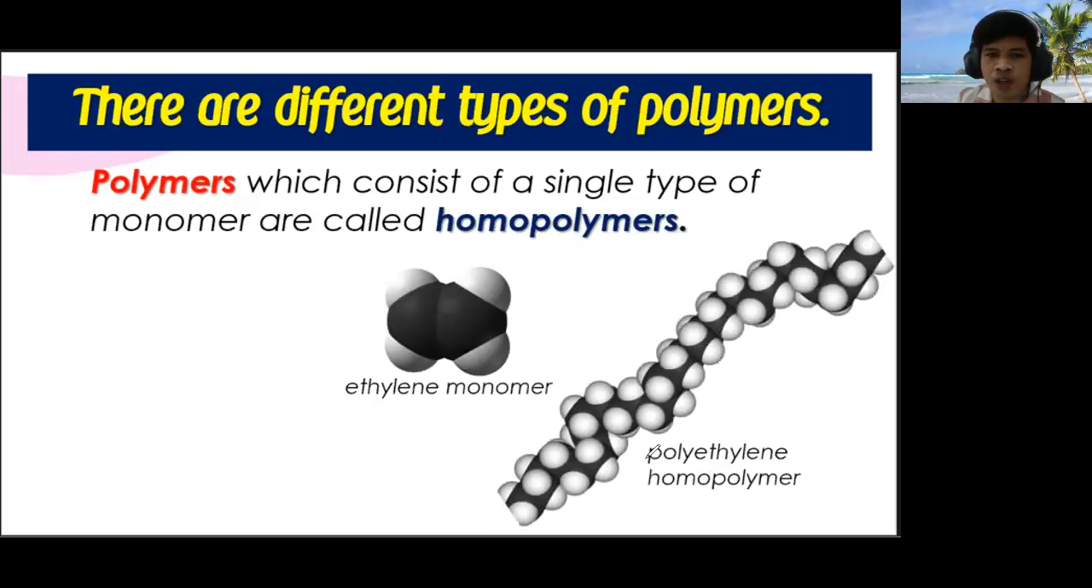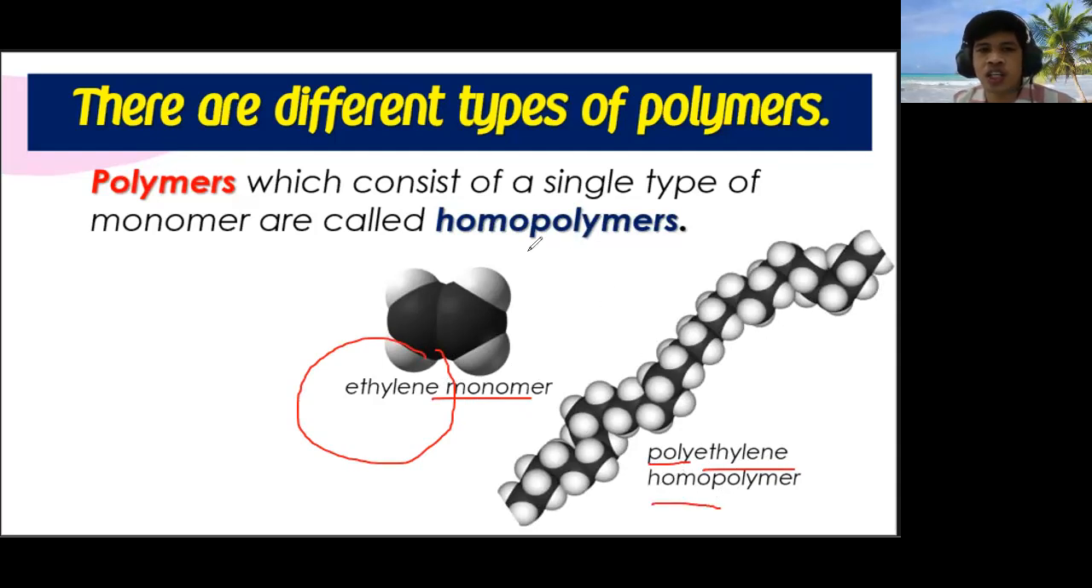Poly means many, and ethylene is the name of the monomer, so poly means many monomers. Polyethylene is a homopolymer. Homo means only one type, so we call that a homopolymer.